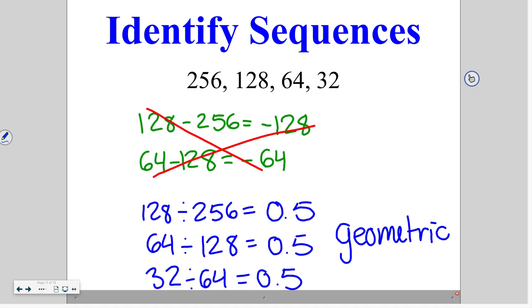Starting with the arithmetic, subtracting, we get a different value every time, so that does not work. However, when we come to the geometric and divide those previous terms, we get a 0.5 ratio for all of them. So this is, in fact, a geometric sequence.